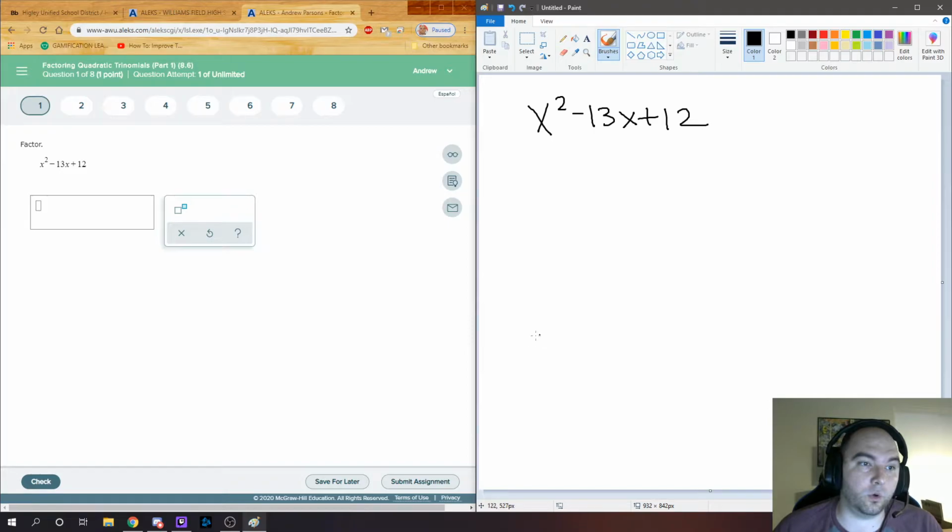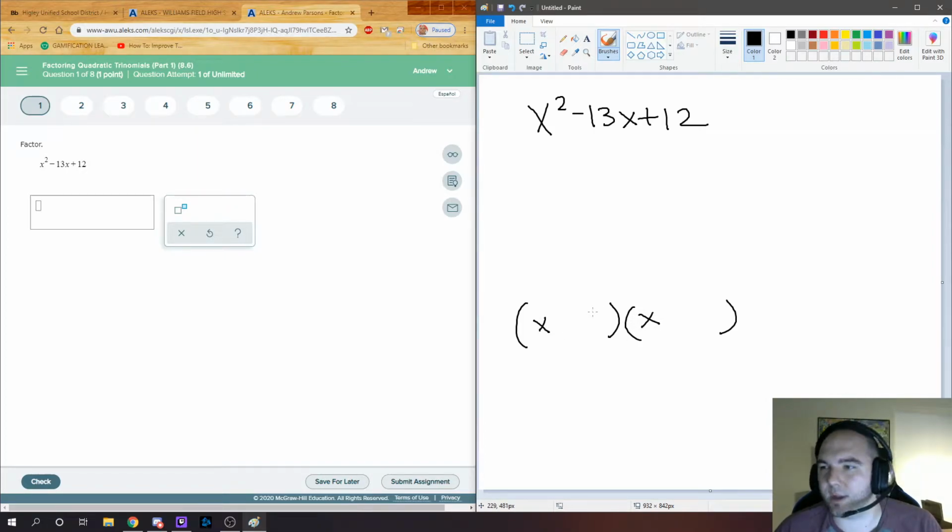So our goal, I'm going to write this down here, is to write two parentheses, and in the parentheses are going to have x and x, and then it's going to be plus some number, minus some number, and then plus some number or minus another number. We'll see what it is. And here's how you find out what it is.